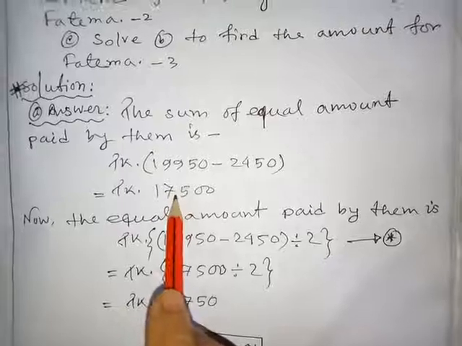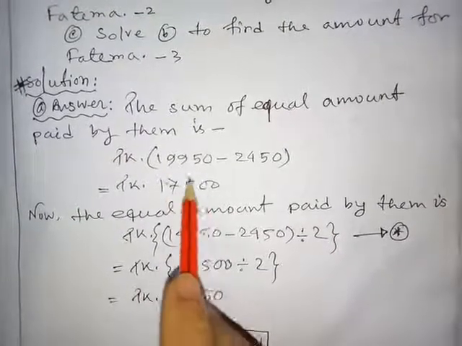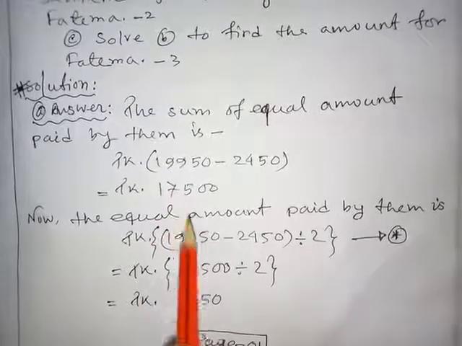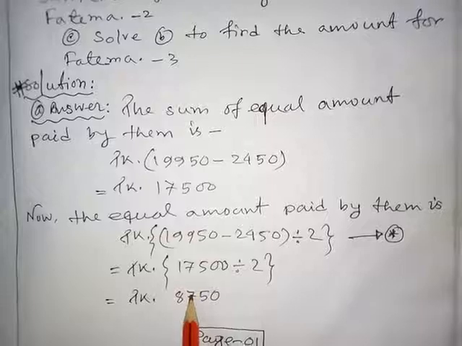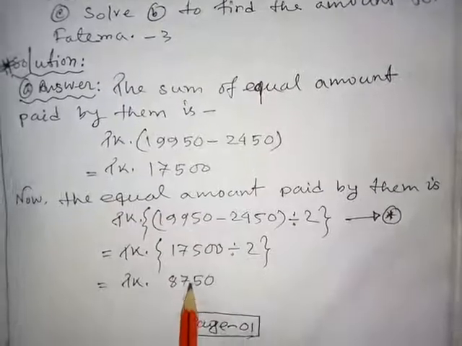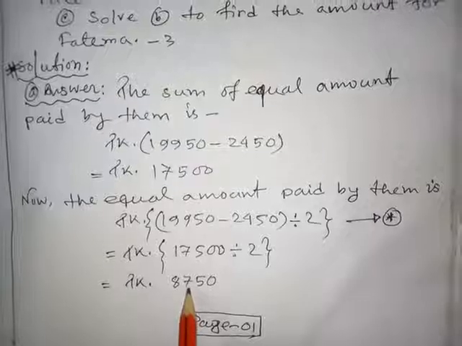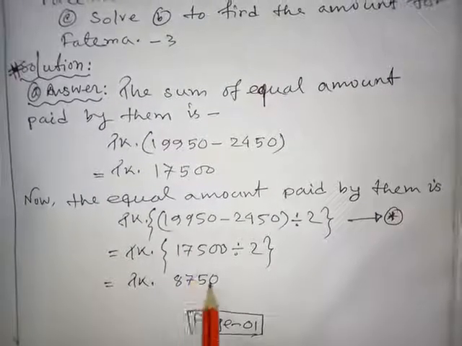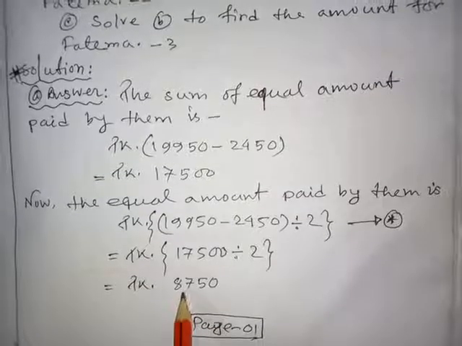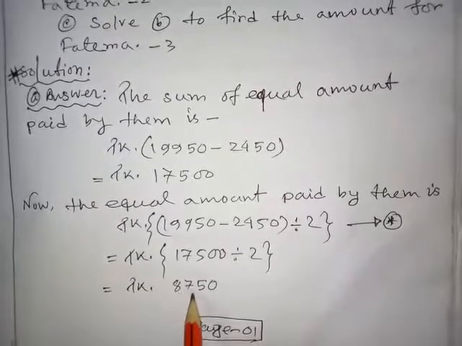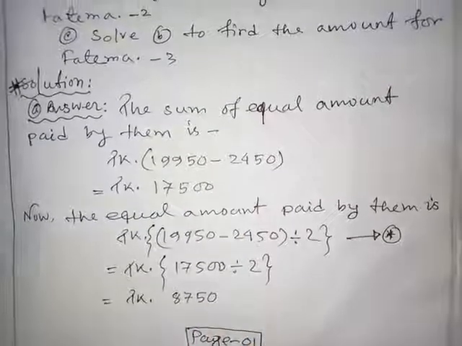Within this, Fatima and Farida get the same amounts. So if I divide this by 2, then I will get equal parts, and these equal parts will be given to each of them. Since Farida gets less, this amount will be for Farida. And if we want to find the amount for Fatima, then we have to add the extra amount to this. So this is the solution of A.